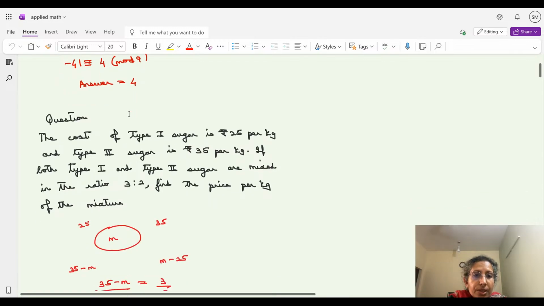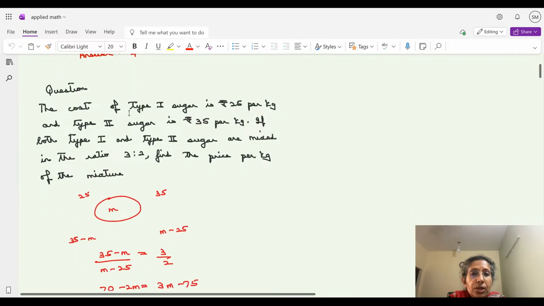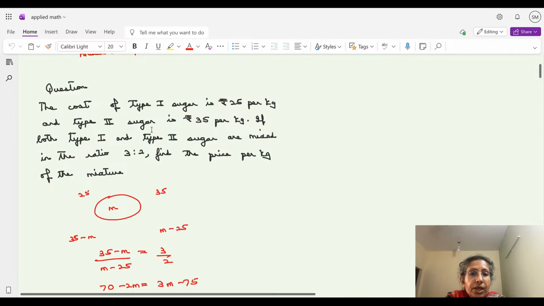Coming to the next question, the cost of type 1 sugar is rupees 25 per kg and type 2 sugar is rupees 35 per kg. If both type 1 and type 2 sugar are mixed in the ratio 3:2, find the price per kg of the mixture. So this is what we do. We write the mean in the center, the cheap quantity you put here 25 and the expensive quantity you put here 35. So here you will do 35 minus m and here m minus 25.